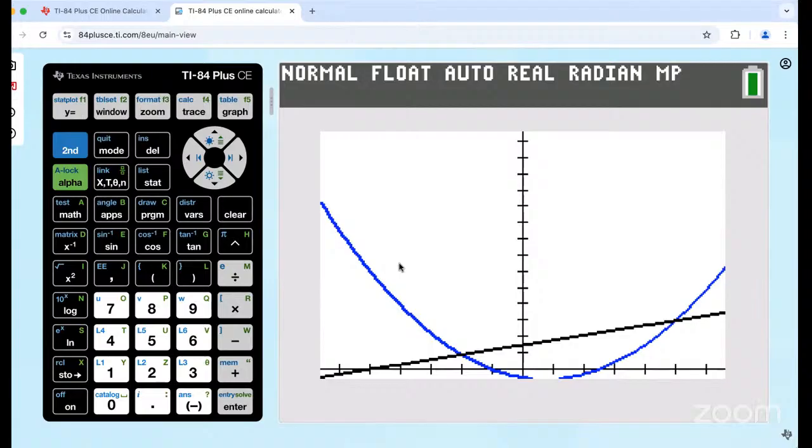Could you potentially replace A and B with lists of variables, and then be able to get more than one secant at once? I believe the answer would be yes. So you could store your A's as list 1 somewhere and store your B's as list 2 somewhere, and then drop those in there, and I think you would get a family of secant lines. Very interesting.